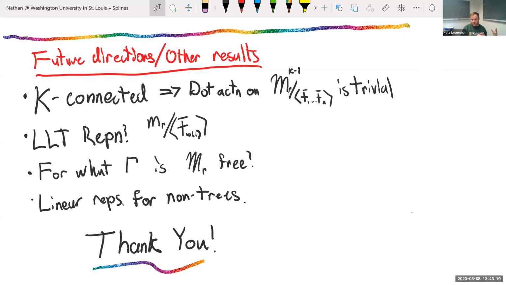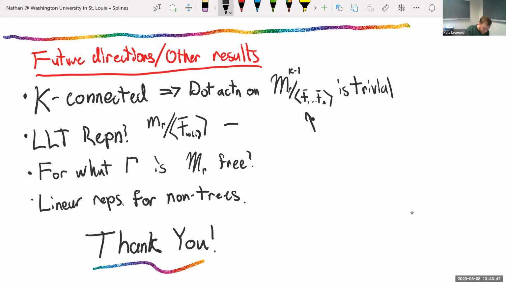Trees tend to perform relatively well. As you start adding edges, it becomes more difficult until you add enough. So if a graph is k-connected, which means you can delete k-1 vertices and you still have a connected graph, any k-1 vertices, then the action representation on the (k-1)th graded piece is trivial. You get however many copies of Hn or Sn as you have basis elements.